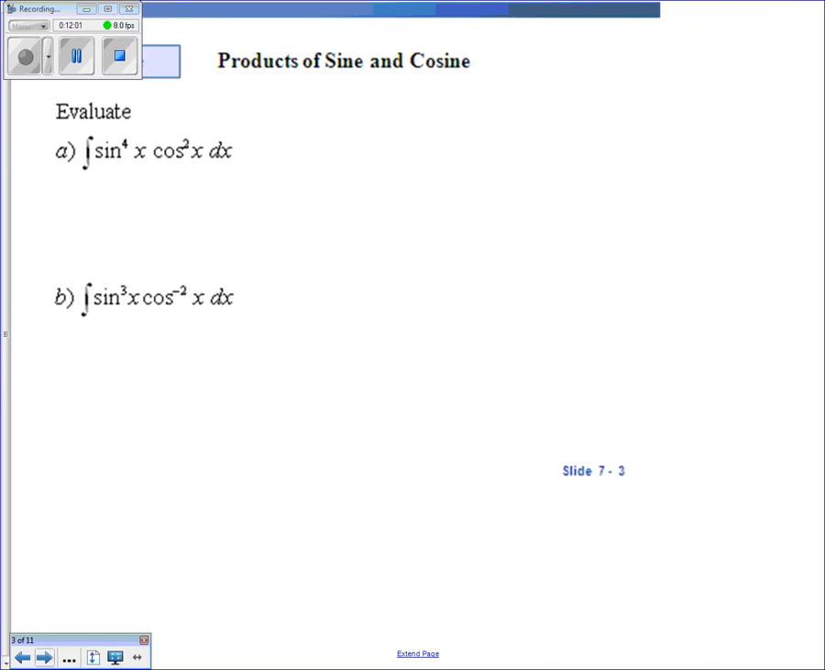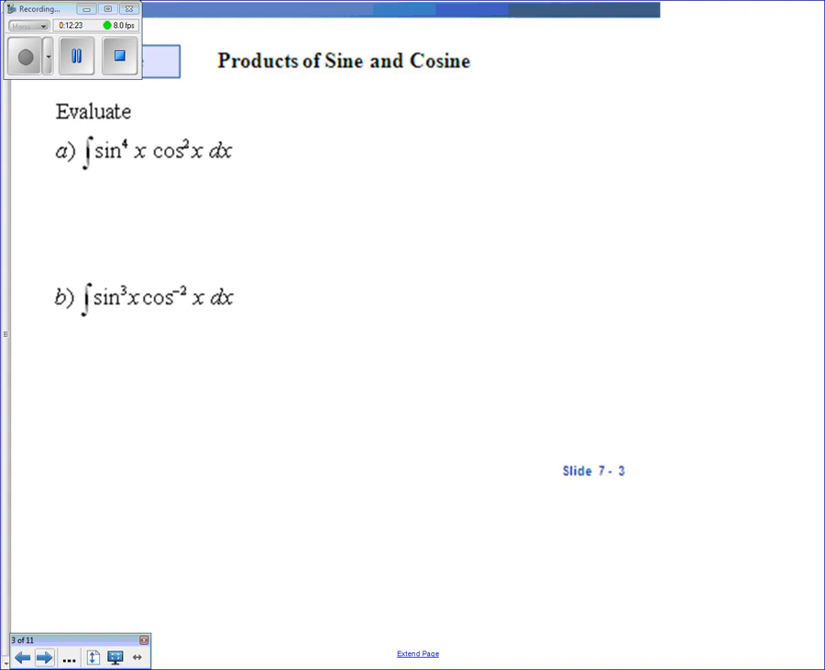Okay, sine to the 4th cosine squared. My rule of thumb is if there's an odd power of one of them, I'm going to break one of them off. And that will be my du, so then the u needs to be the other one. And then change everything else to that other one. This one, though, doesn't have an odd power, so I'm going to need the power reducing formula.